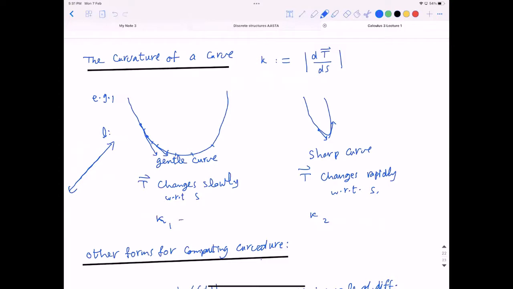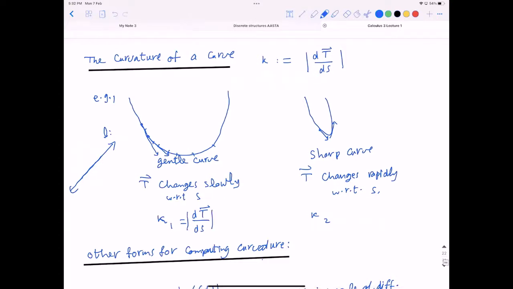So this is dT, the rate of change of the tangent vector representing the curve, divided by dS. S is the arc length we are studying, but we take the absolute value or the magnitude of this computation because kappa is a scalar quantity, not a vector quantity. T is a vector, so we take the magnitude after the derivation. A scalar quantity measuring the curvature. How curvy is the curve? Curvature of the curve.